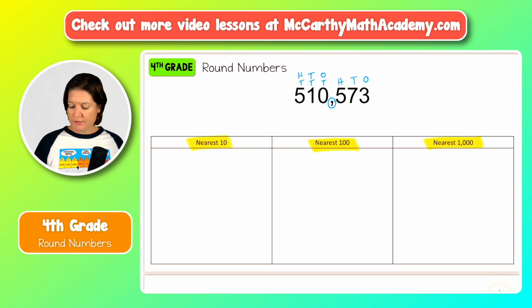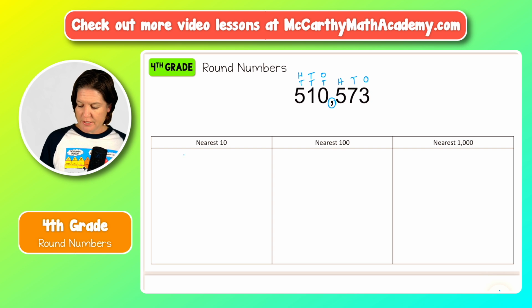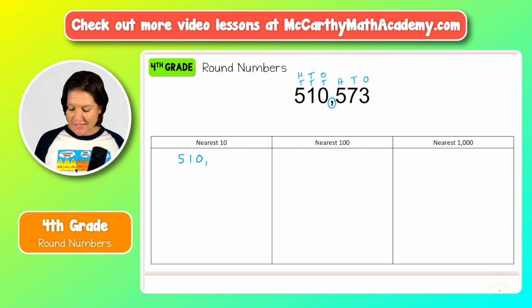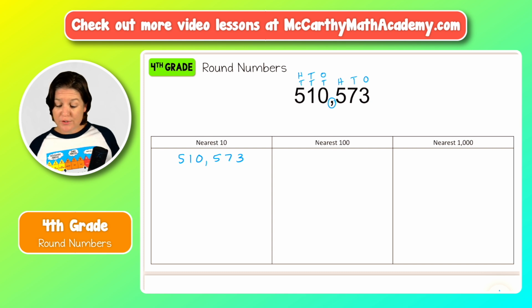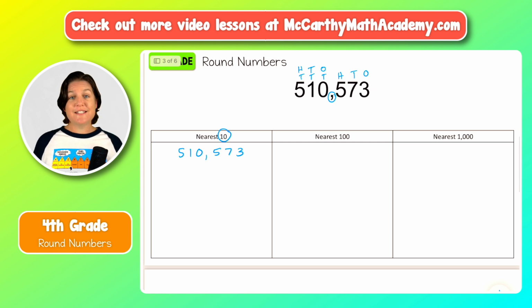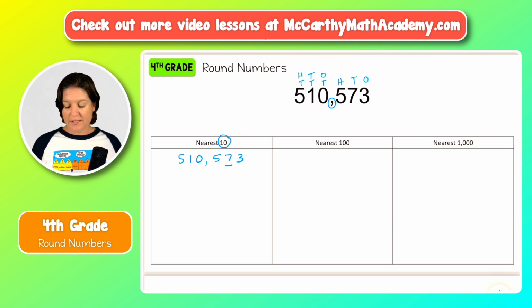So rounding, let's start with rounding to the nearest 10 first. We've got the number right here, 510,573. Okay, so the song goes like this. The directions say to round to a specific place. Cool. So find and underline the place they gave you. So the place that they've given us is the tens place. Find and underline that digit. Okay, the next part is draw a box around that digit and all the other digits before it.